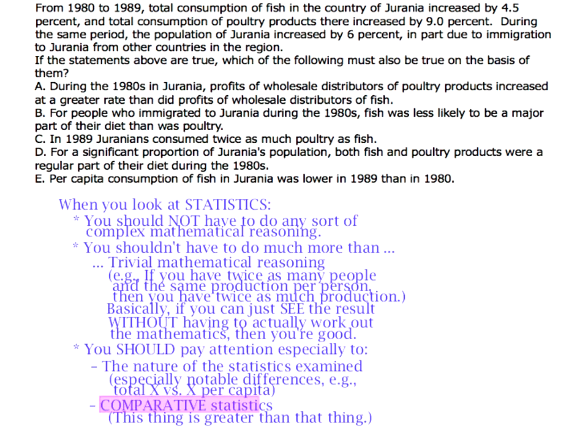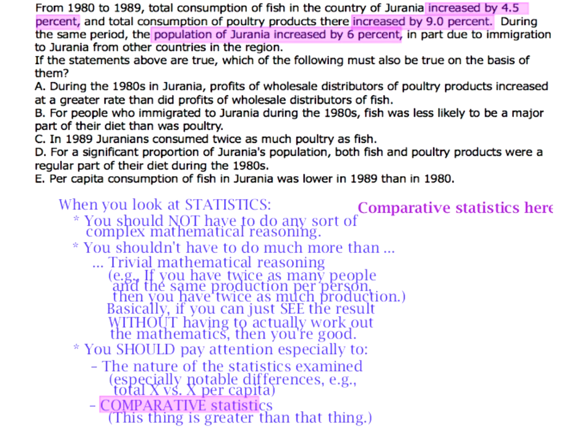Okay, comparative statistics. If you look at this, you've got fish consumption did not keep pace with population growth, whereas poultry did. In fact, poultry surpassed population growth. That's what you could get out of this. The percents are unimportant. So comparative statistics in this passage.